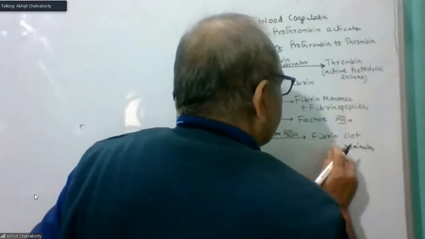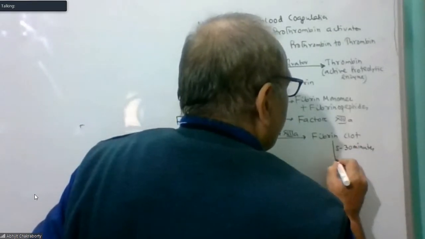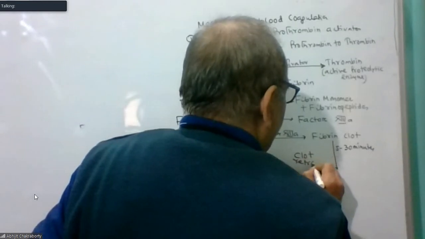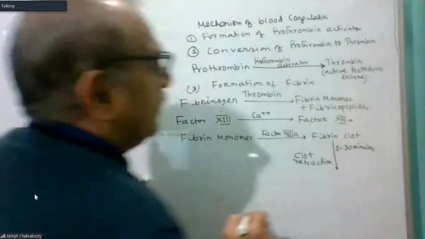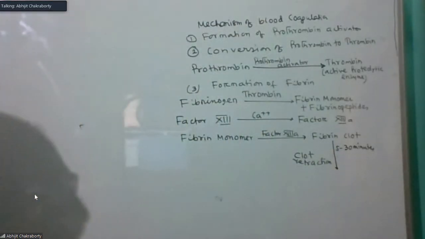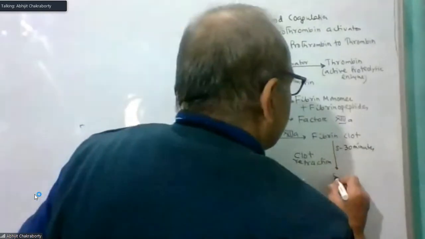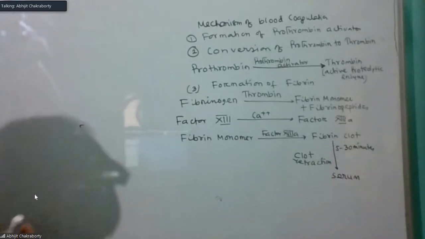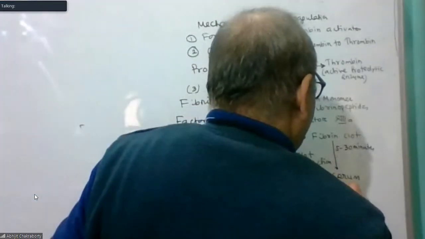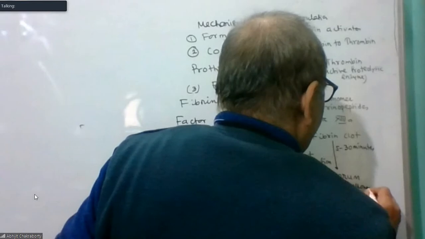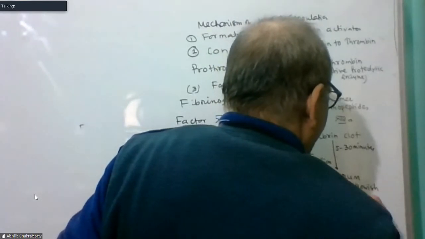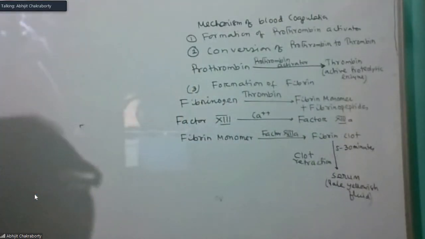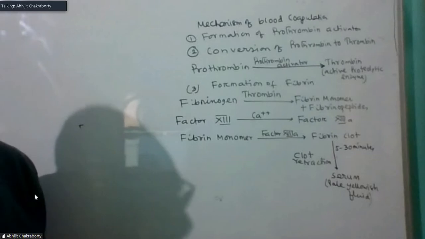In clot retraction, 40% of the volume decreases and comes out as serum, a pale yellowish fluid. Once serum comes out, this is the end of blood coagulation.